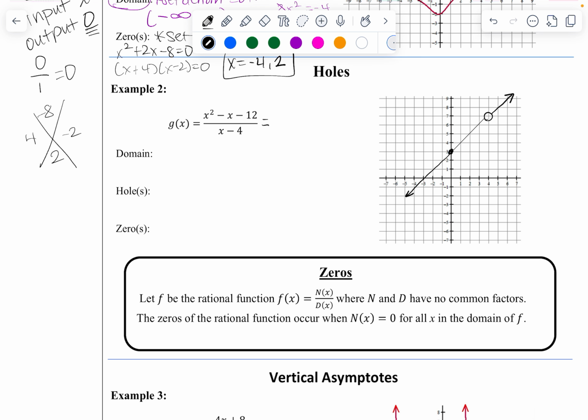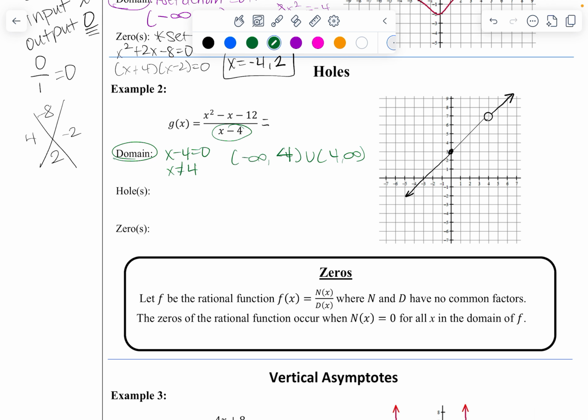Step 1, we're still going to look for the domain first, okay? So again, the domain means we set the denominator equal to 0, x minus 4 equals 0, therefore x equals 4 is what we don't want in the domain. So we say the domain is negative infinity to positive 4, and then from 4 to infinity. So we know we do have a break at 4, which we can see in our graph here, that we don't have anything at x equals 4 right here, okay?